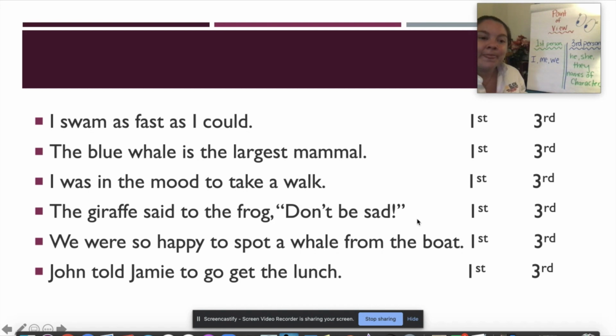Good job. The blue whale is the largest animal. Did I see I? Nah. Me? Nah. We? No. But we could use that as the name of the character because that's what they are. They are blue whales. So that is told in the third person. Great job. All right, let's keep going.